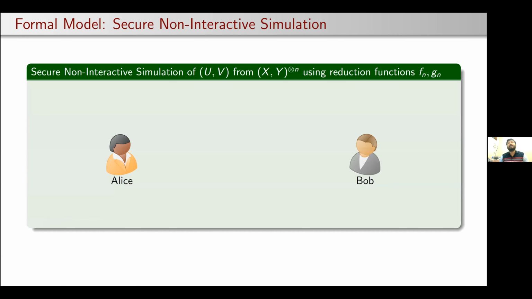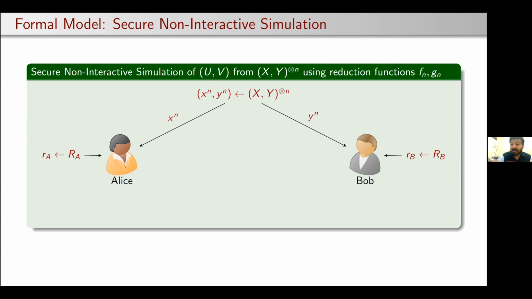Let me introduce the model formally. So our target distribution is UV, and our source distribution is XY, and we have N independent samples from the source distribution. So two parties generate N independent samples from the source distribution. Alice receives X^N, Bob receives Y^N. Additionally, Alice has access to independent private randomness. Similarly, Bob also has access to independent private randomness.